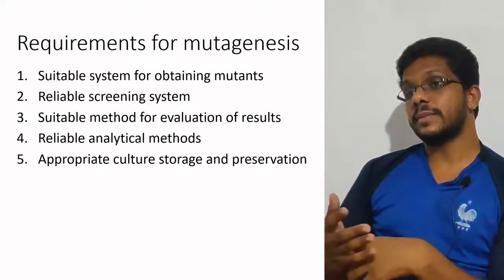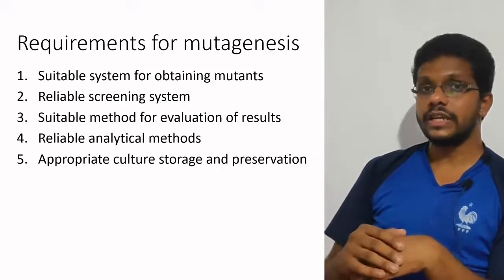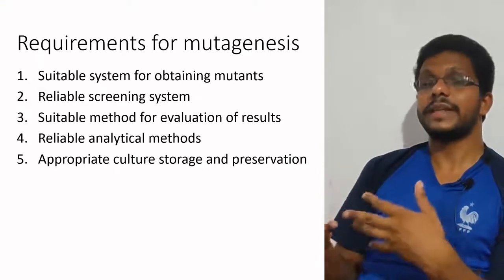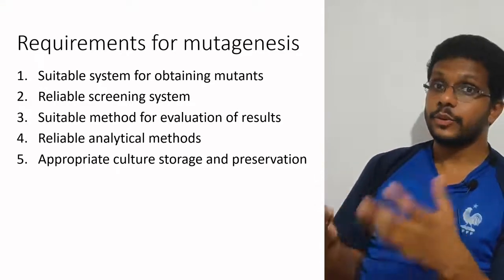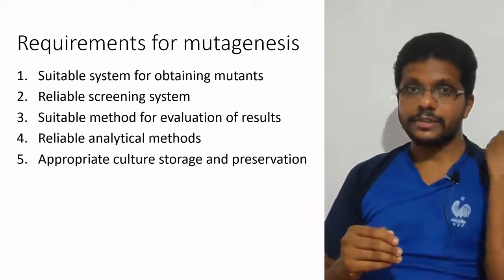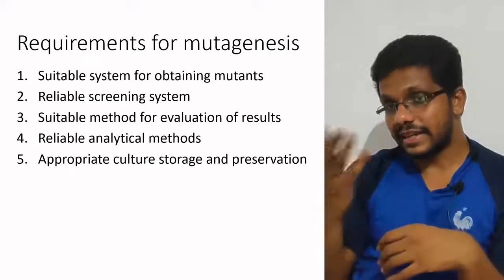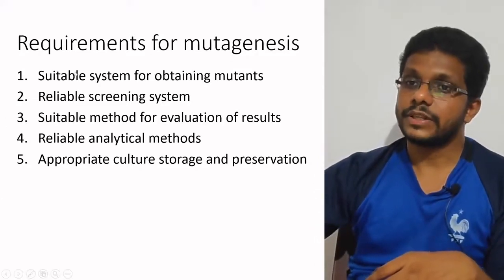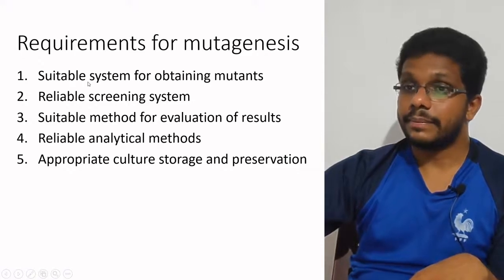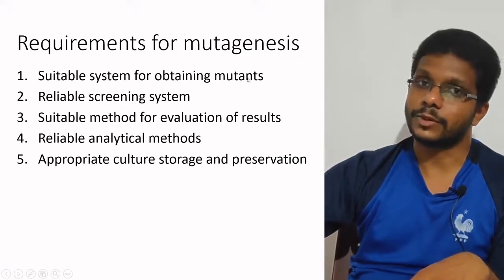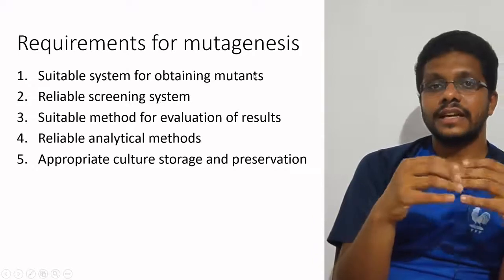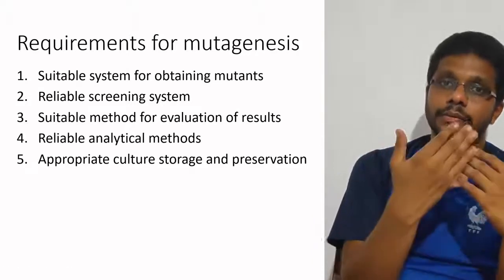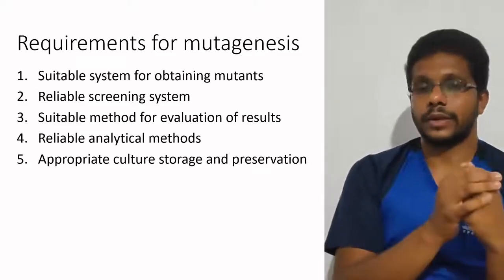Even though mutagenesis is a simple process when compared to the recombinant DNA technology, it is not that simple. Recombinant DNA technology is more complicated and more sophisticated, and it requires so many clearances from the administrative side. But in that respect, mutagenesis is easy, though it has multiple steps. The first step is to develop a sustainable system for obtaining mutants. We should have a treatment strategy which ensures enough mutation in these organisms.